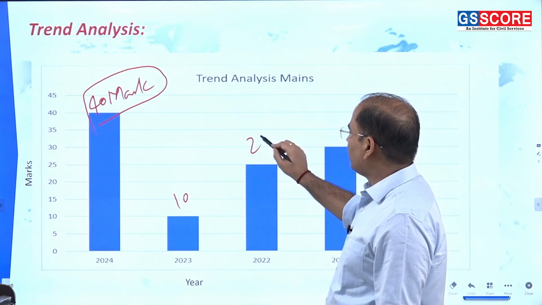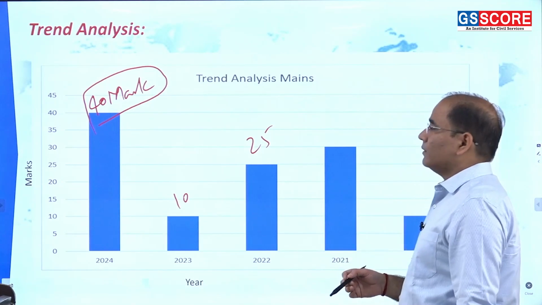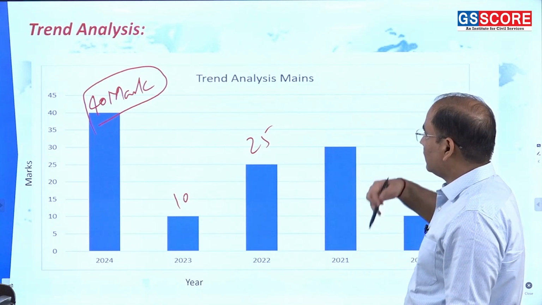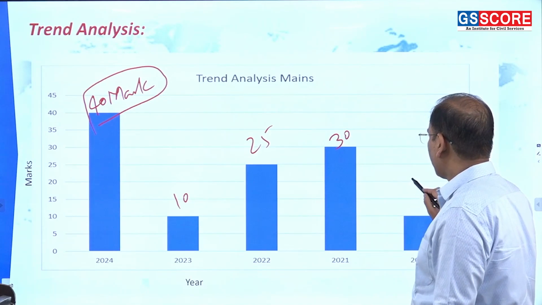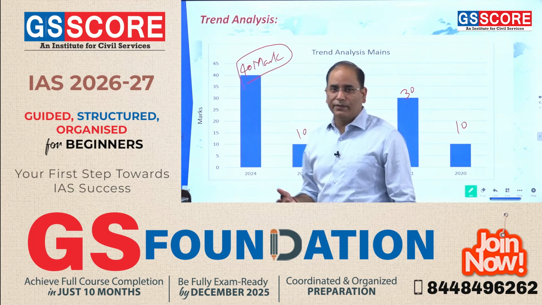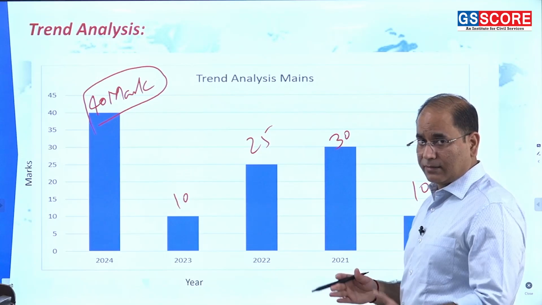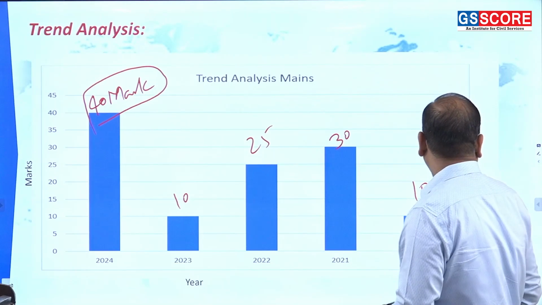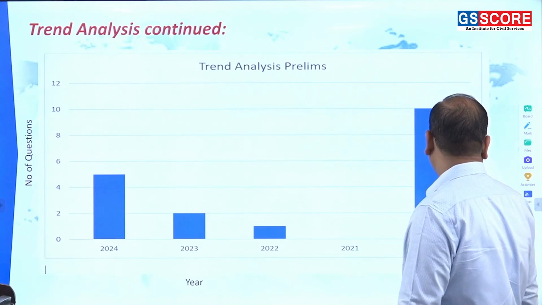In 22, again 2 questions have been asked, 25 marker. In 21, 2 questions have been asked, 15 marker each, 30 marks. And in 2020, again only one question has been asked. So regularly you can see that you will get questions from climatology, and it covers a major portion of your mains. So you need to take this topic very seriously.